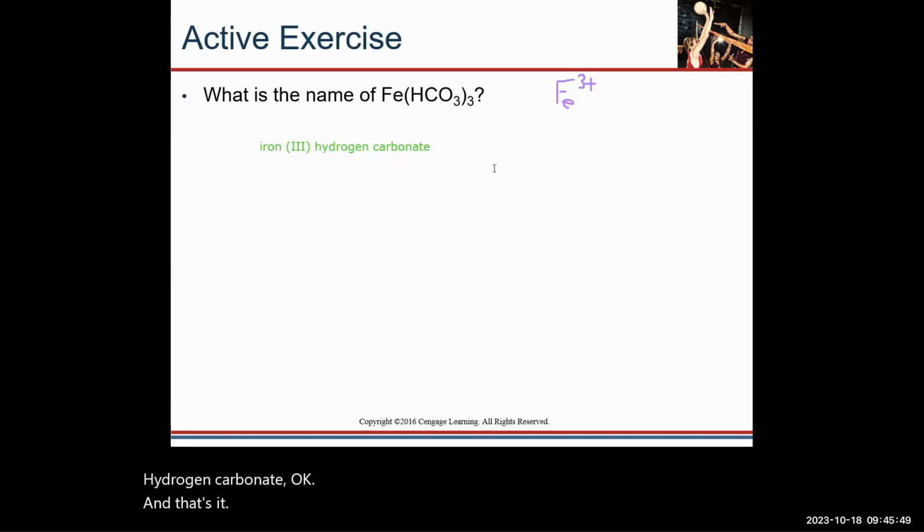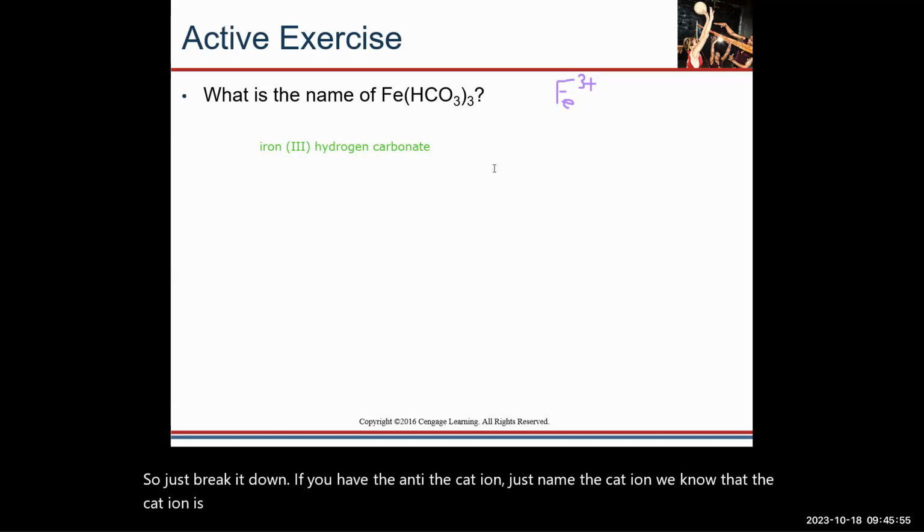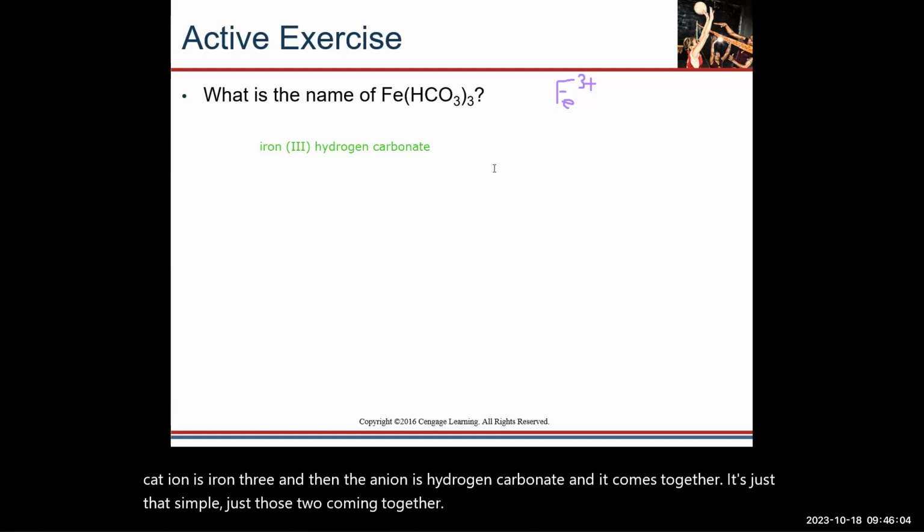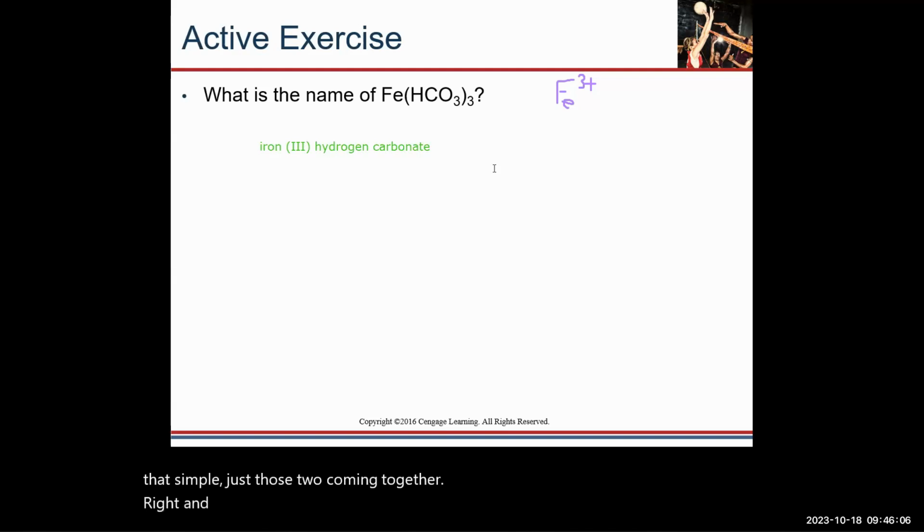So just break it down. If you have the cation, just take the cation. We know that the cation is iron 3. And then the anion is hydrogen carbonate, and it goes together. It's just that simple. Just those two coming together. Right? And again, this is for ionic complexes. Just identify both of the players.